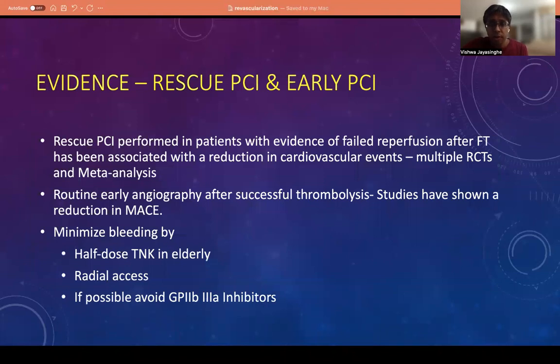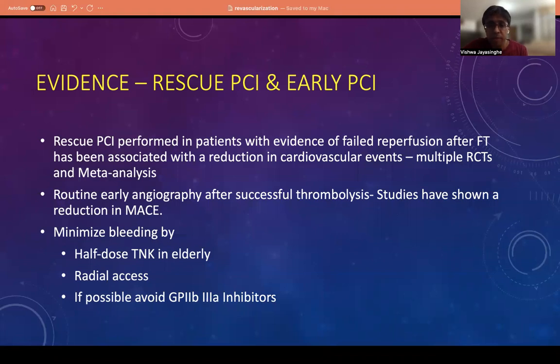So what about rescue PCI? Rescue PCI or early angiography with the intention to revascularize should be done, especially rescue PCI if there is failed reperfusion after fibrinolysis. That has been associated with reduced cardiovascular events, shown in multiple meta-analyses. And routine early angiography after successful thrombolysis has also been shown to reduce MACE.